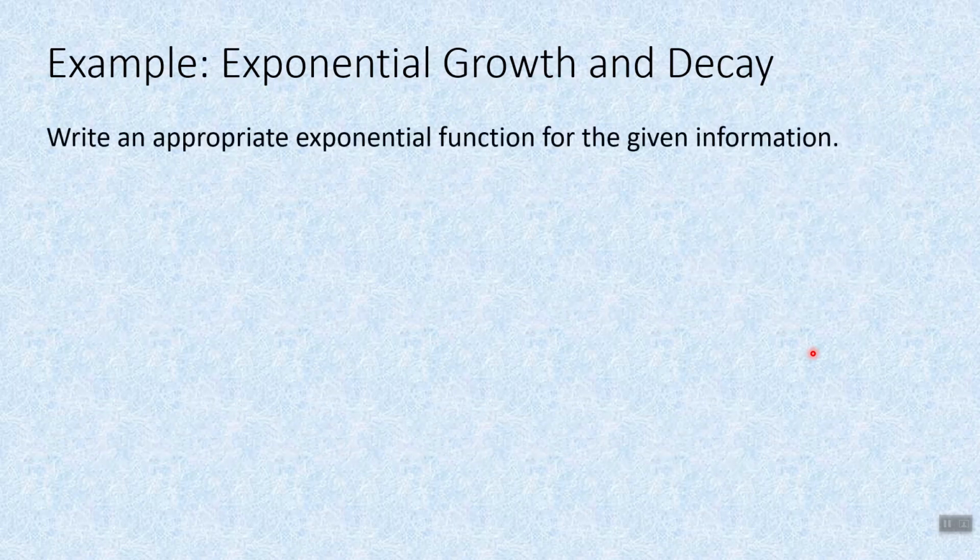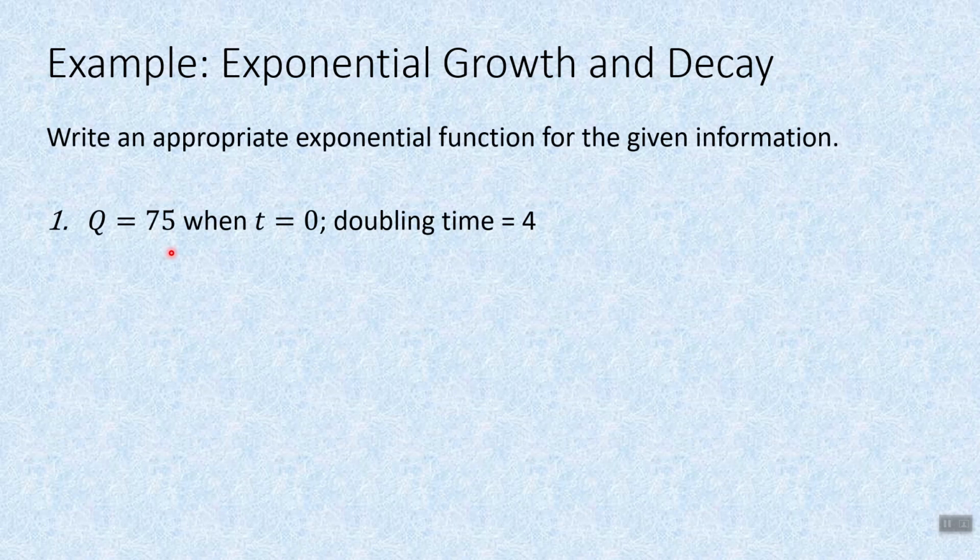All right, so let's look at a couple of quick examples. Write an appropriate exponential function for the given information. If we know that the quantity is 75, so maybe there's 75 bacteria when time is 0, and they double in 4 units of time, we know that our Q sub 0 is 75 because that's the value of Q when the time is 0. That's exactly what that notation means.